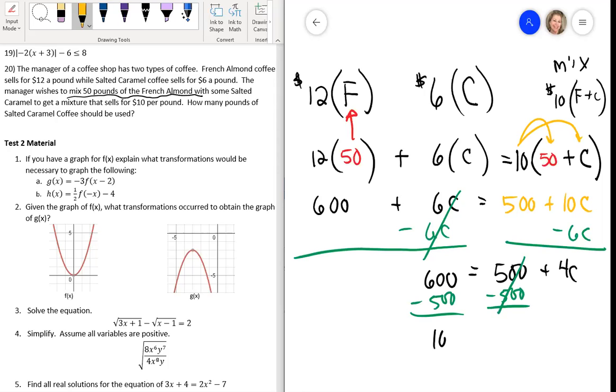And that gives me 100 equals 4C. And when you divide 100 by 4, you get 25. And this is 25 pounds. So 25 pounds of salted caramel. Does that answer my question? Yep, I got the answer right, woohoo.